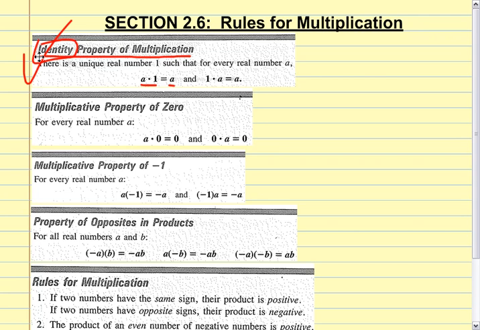Let's look at the next one. Multiplicative property of 0. Okay? If I multiply by 0, I get 0. Anything. Doesn't matter what the number is. If I multiply it by 0, that means I have 0 of them. I get 0. It doesn't matter what order I write them in. Okay? Multiplication is commutative. That means that we can do it in any order. We're still going to get the same thing. All right? Next one done.